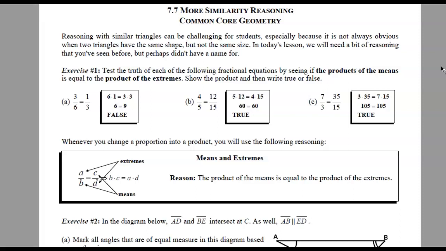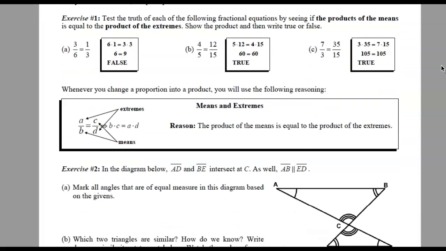So testing in part A, we get 9 on one diagonal and 6 on the other. Not true. Second problem, part B, we get 60 on both, so we're good. And the third one, we get 105 on both, so we're good. It's called product of means equals product of extremes, but you can think of it as cross products. So that is how we can use cross products to test for proportionality.